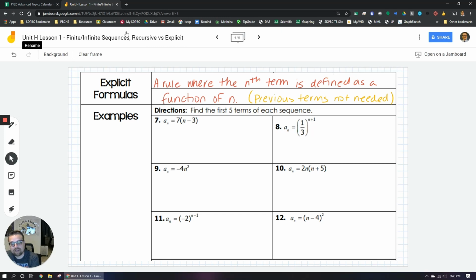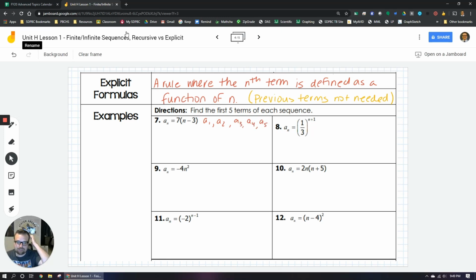So the directions say find the first 5 terms of each sequence. The rule that you were given is that a sub n, which is any term in this sequence, can be found by doing this formula, which is 7 times the quantity n minus 3. Now remember, the n that's being used here is what number term you're trying to find in the sequence. So for example, if we're trying to find the first 5 terms, we're going to be looking for A1, A2, A3, A4, and A5.